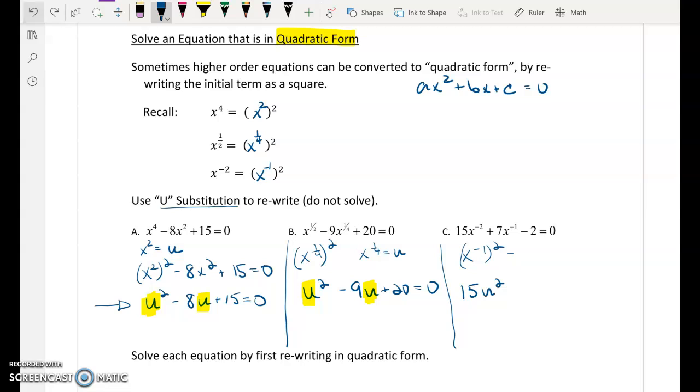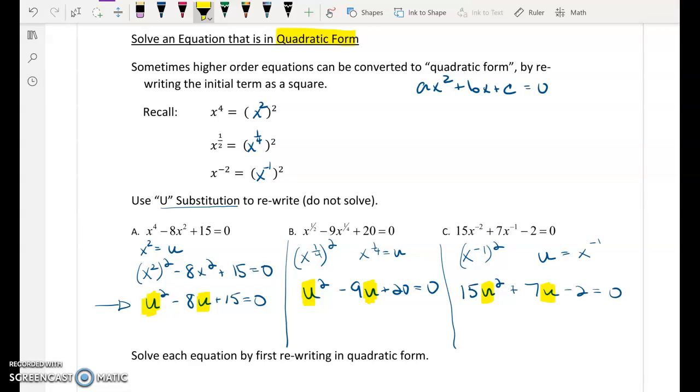Just rewrite this here. Because of this, we're going to let u equal x to the -1. So that first part becomes 15u squared plus 7u minus 2 equals 0. Wherever we saw that x to the -1, we've replaced it with u. And from there, that would be pretty straightforward to solve.